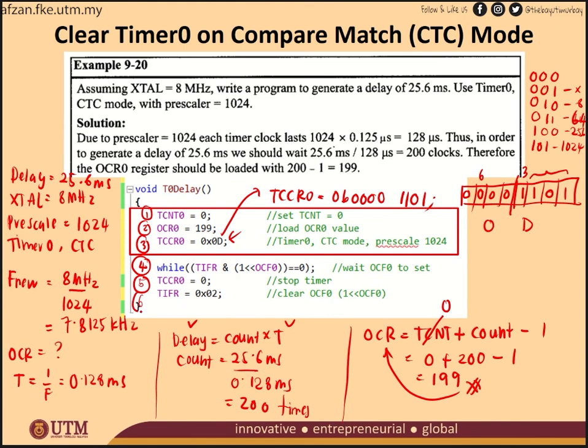And last but not least, step number 6, TIFR equal to 0x02. Okay, or you can write TIFR, put 1 to your OCF0 also. Okay, so that is for the timer 0. We already covered how to write in overflow method or normal mode and how to write in CTC mode. Okay, next we are going to see timer 2 programming.